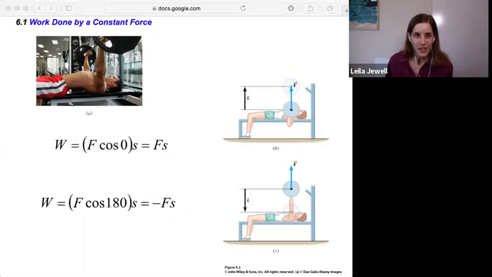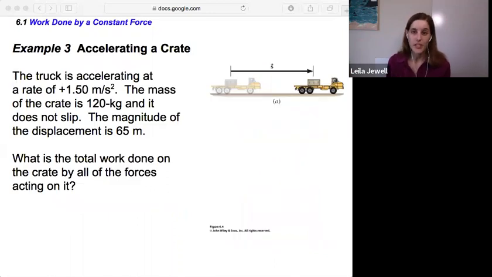Right, so that was a nice introduction example. Let's look at a more advanced example. Example 3, accelerating a crate. The truck is accelerating at a rate of positive 1.5 meters per second squared. The mass of the crate is 120 kilograms and it does not slip. The magnitude of the displacement is 65 meters. What is the total work done on the crate by all of the forces acting on it?